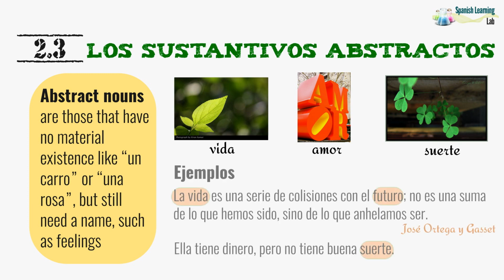Here is a couple of sentences. La vida es una serie de colisiones con el futuro. No es una suma de lo que hemos sido, sino de lo que anhelamos ser. José Ortega y Gasset. Ella tiene dinero, pero no tiene buena suerte. In these two examples, we can find the abstract nouns vida, futuro, y suerte.